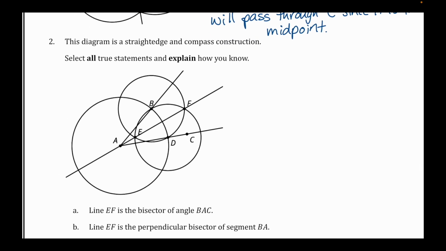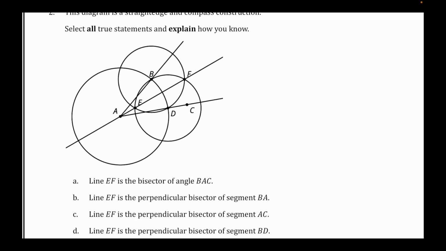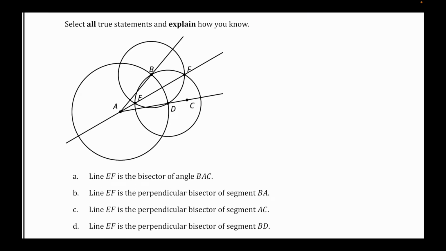So let's look at question 2. This diagram is a straight edge and compass construction. So now we want to select all true statements and explain how we know. So the first option we have here is that line EF is the bisector of angle BAC. So we have this big angle here. I am going to highlight our angle here. This is BAC.